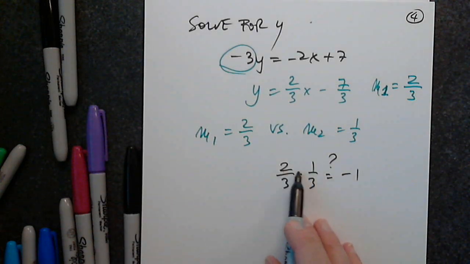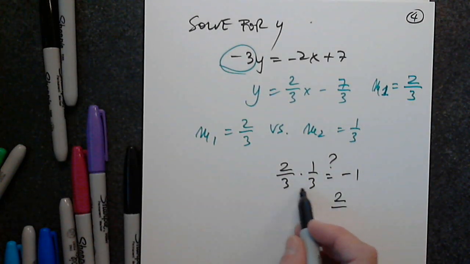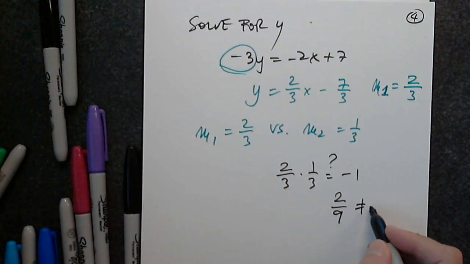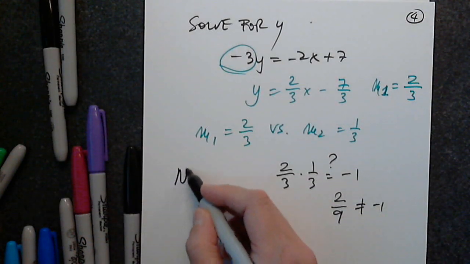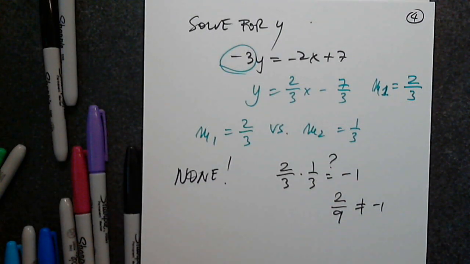So when I multiply the tops, what do I get? 2. When I multiply the denominators, I get 9. And this does not equal -1. And I'll say none of the above. Not parallel, not perpendicular. The product of the slopes is not -1, and they are not the same. Is this okay? Very good. Moving on to the next step.